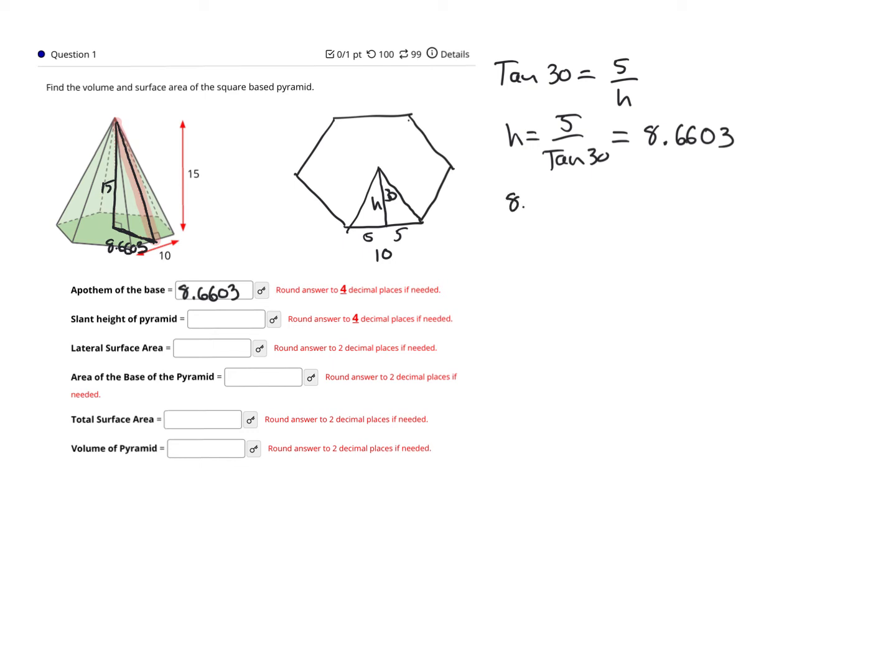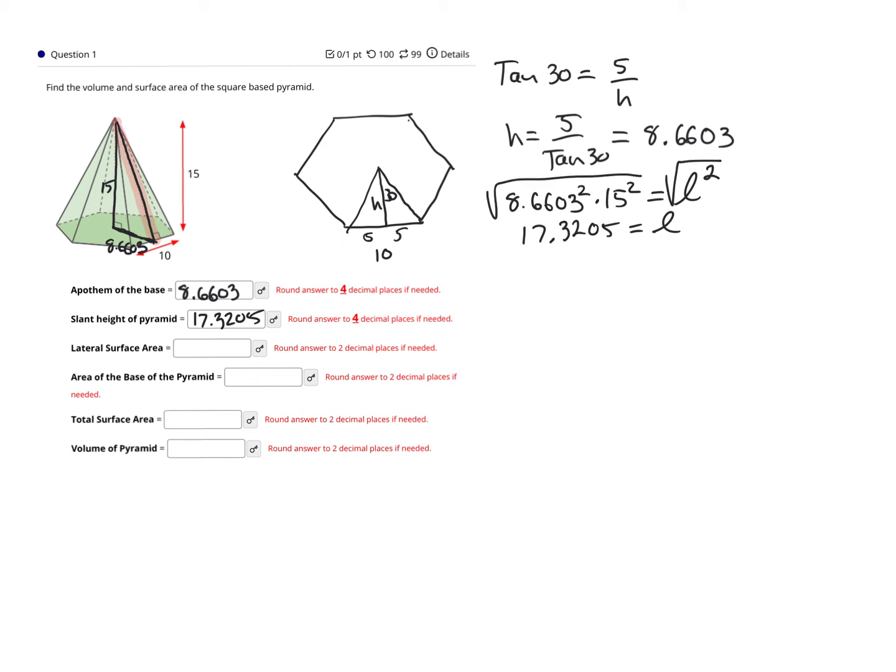So I can use the Pythagorean theorem. It will be 8.6603 squared plus 15 squared is equal to the slant height squared. When we put this in our calculators, you'll end up with 17.3205 for the slant height. So remember, all you're doing is adding those together and then taking the square root of that.